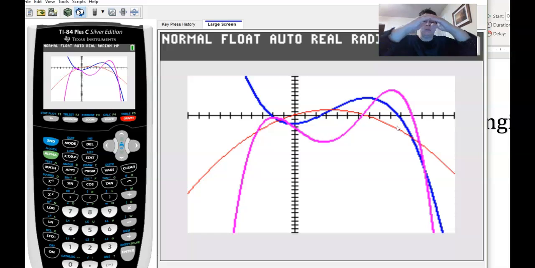And where the second derivative is positive, trying to hold this in front of the screen, it's going to hold water. It's going to be a relative minimum. Don't let it confuse you.